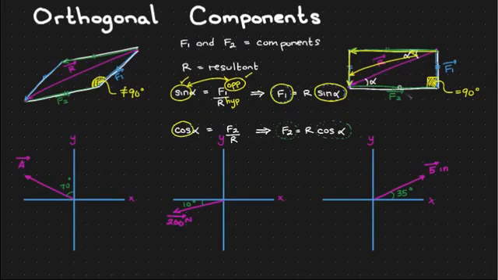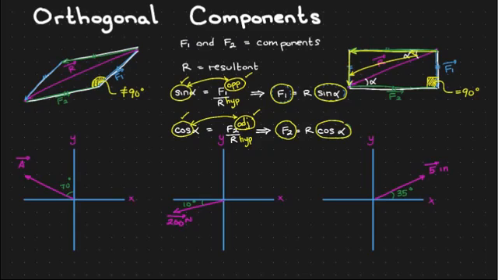Cosine in orthogonal components is always adjacent over hypotenuse. And if you look at F2, F2 is the component that is adjacent to the angle. That is why I'm associating it with cosine alpha, because by definition, cosine is always equal to adjacent over hypotenuse. That is why when I am looking at the component that is adjacent to the angle, I will always associate that with cosine of the angle.